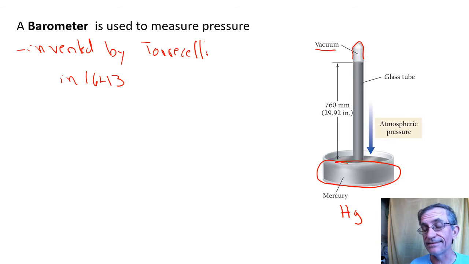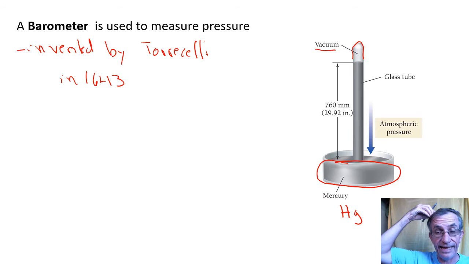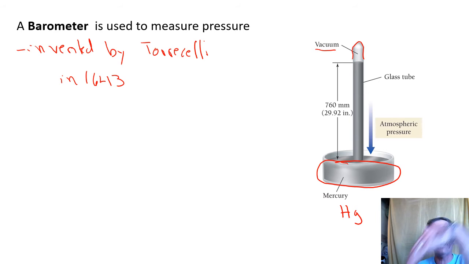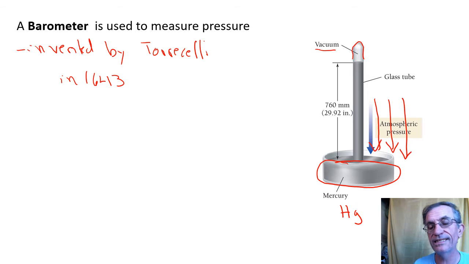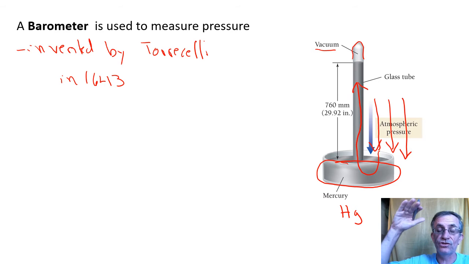And what happens is, just like I talked about how air is pushing down on your head and on your arms, and on the table in front of you or wherever you're sitting, the air is also pushing down on this pool of mercury. What it does is it causes the mercury to rise up this tube.